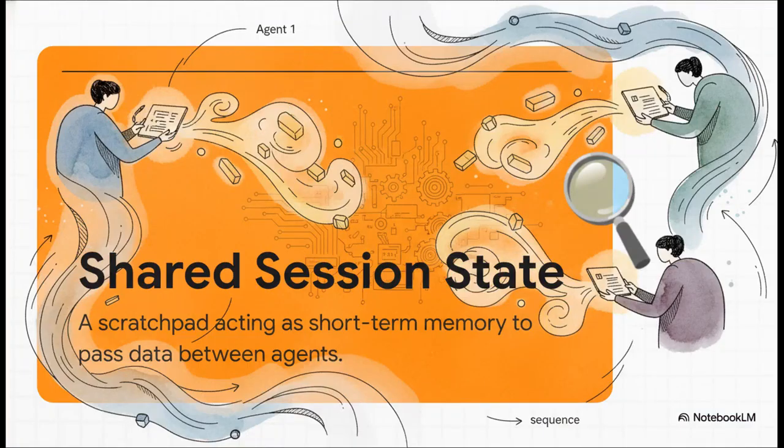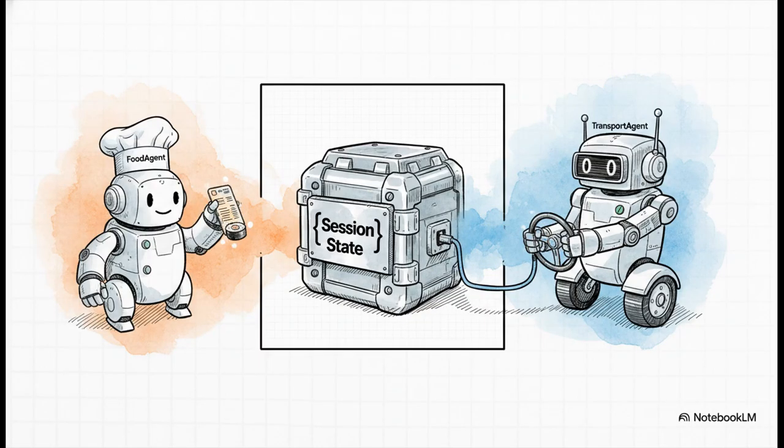Now, you might be asking yourself, if we split our travel planner up into multiple, distinct agents operating in a sequence, how on earth do they actually talk to each other? Well, the secret sauce here is the shared session state. You can think of this as a localized scratchpad. It acts as the short-term memory for our entire agentic system. The output of agent number 1 gets written directly to this scratchpad, and then it immediately becomes the input for agent number 2.